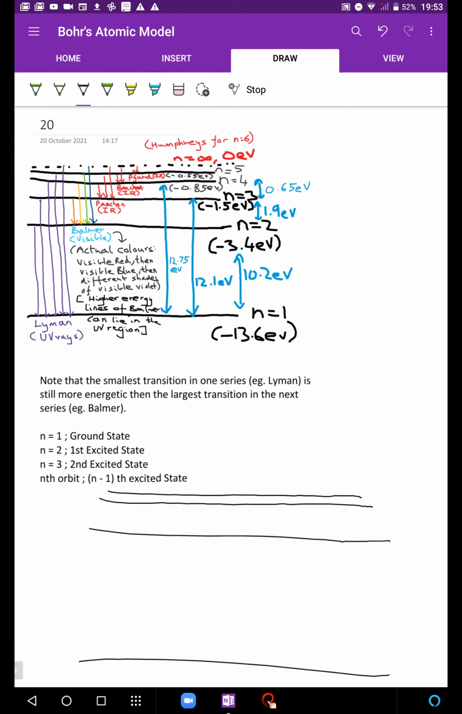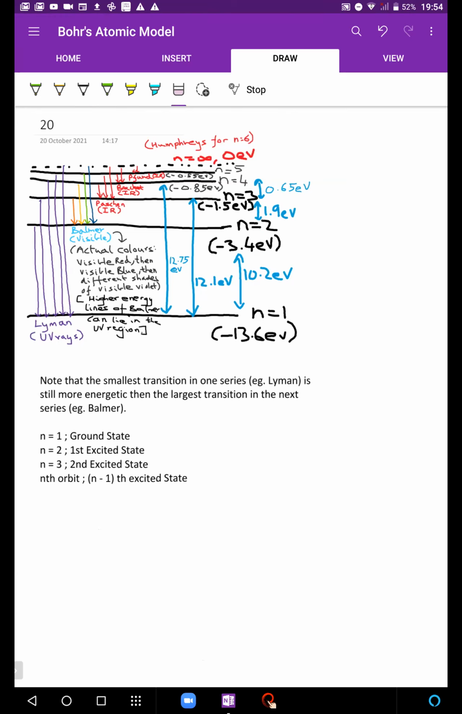Even the smallest photon of the Lyman series, meaning the one with the least energy, is more energetic than the Balmer photon with maximum energy. These series are distinct. Every Lyman photon is more energetic than every Balmer photon. Every Balmer photon is more energetic than every Paschen photon, and so on and so forth. Got it? समझा?